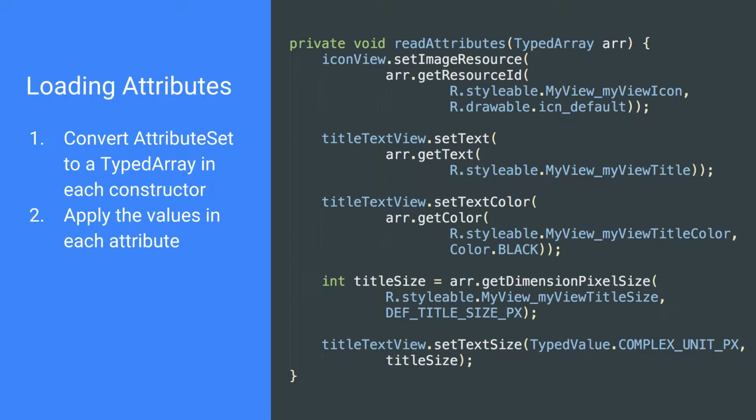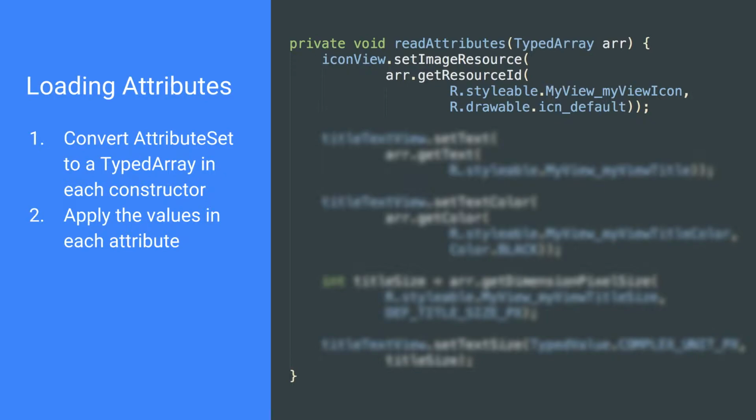So how do I read these? Here, this is our method that's taking the typed array that we just created, and we're going to talk quickly through how you would populate some simple ones. Say we have an image resource: we call imageView.setImageResource, and then you call array.getResourceId and pass it the styleable that you defined. This will be your declare-styleable name, underscore whatever attribute name you use. The second value will be a default. A bunch of these take default values in case they're not found. You can either put a zero here and check for zero, and if it's not defined, not do anything, or you put your default value in here. So that's how you do resources.